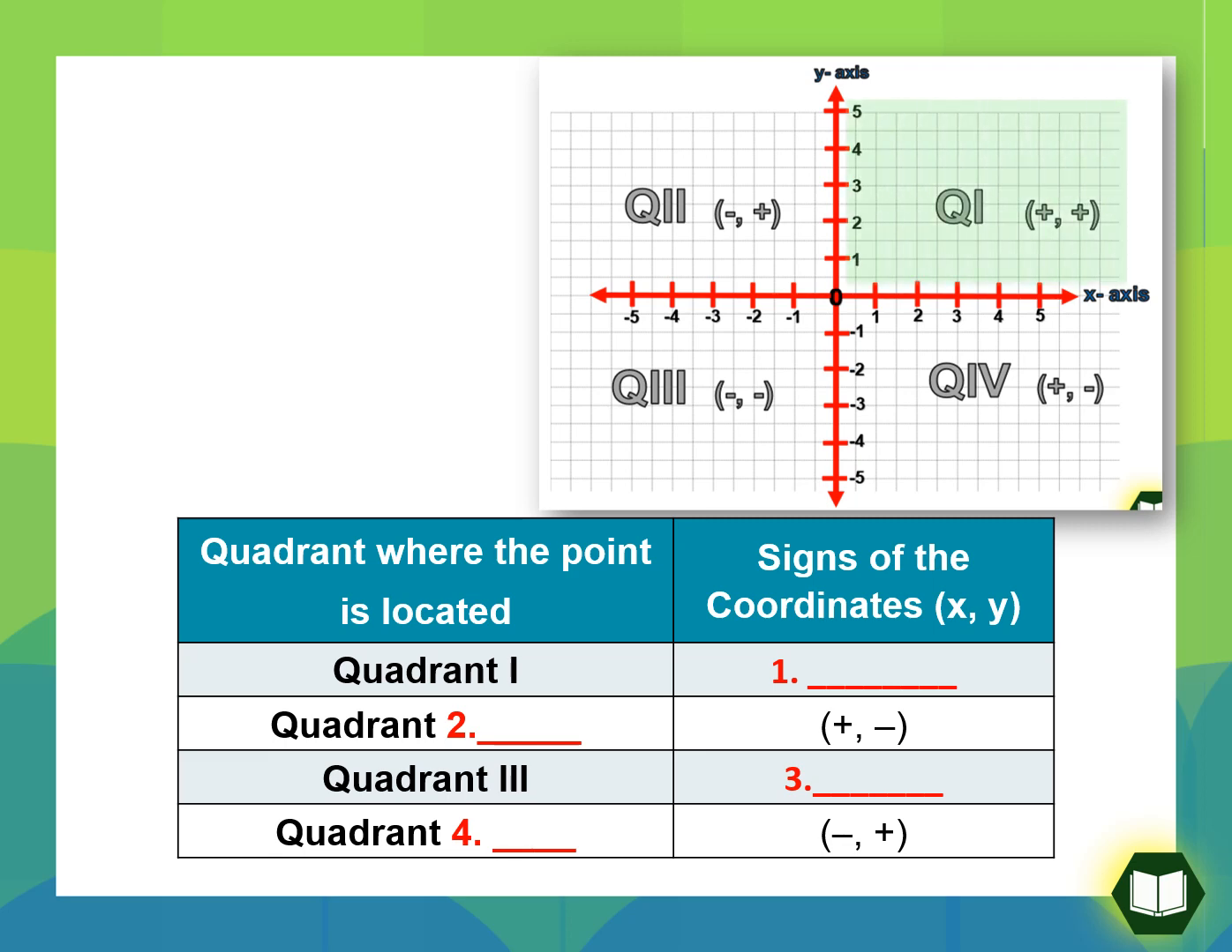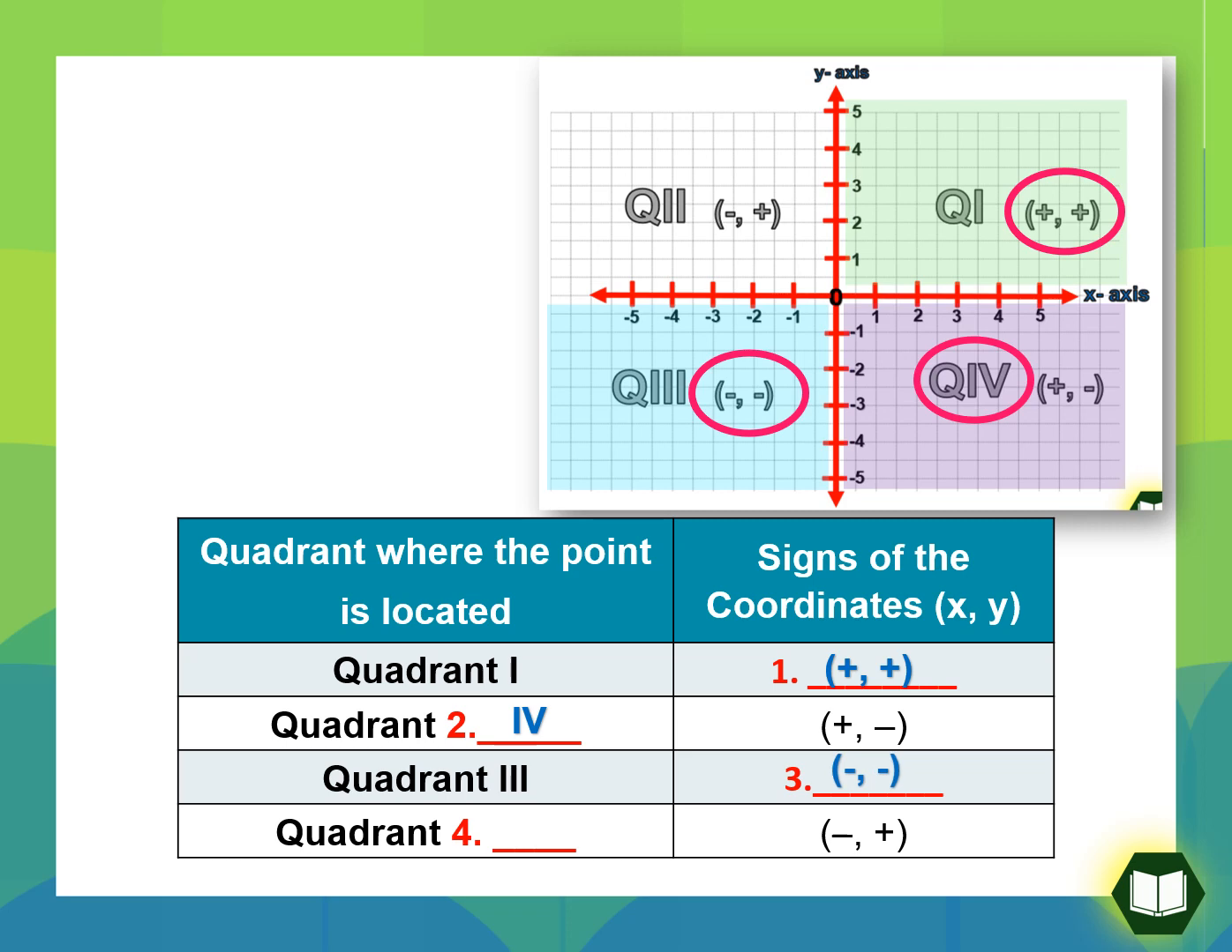In quadrant 1, the signs of the coordinates are positive, positive. If the signs of the coordinates are positive, negative, it is in quadrant 4. In quadrant 3, the signs of the coordinates are negative, negative. If the signs of the coordinates are negative, positive, it is in quadrant 2.